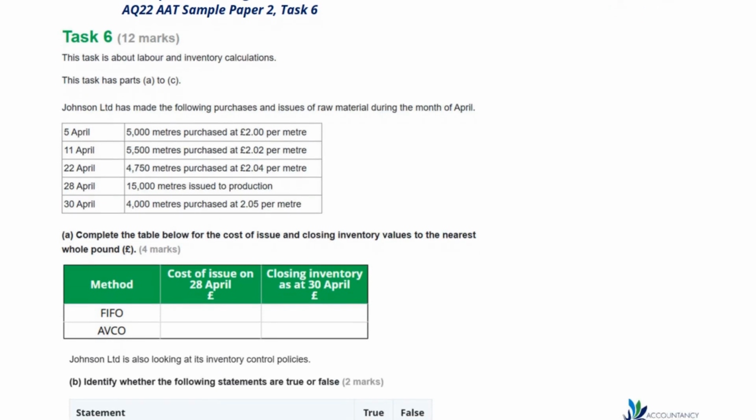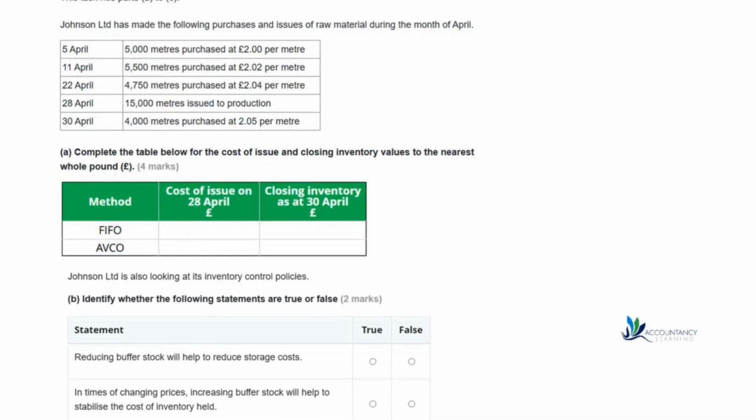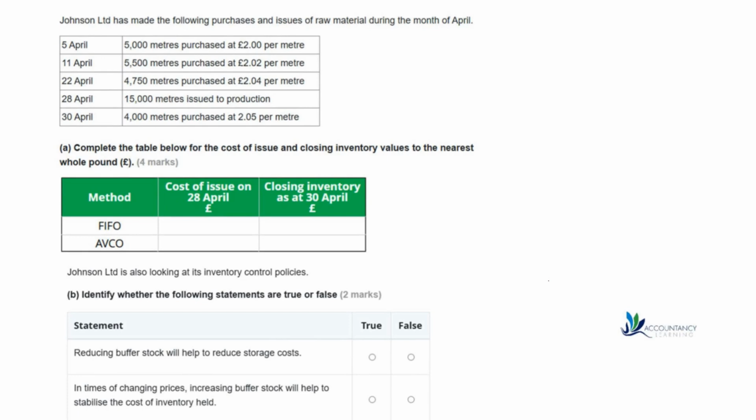So this task is all about labour and inventory calculations. We're told that Johnson Limited has made the following purchases and issues of raw material during the month of April. And here you can see the information related to the receipts and issues.